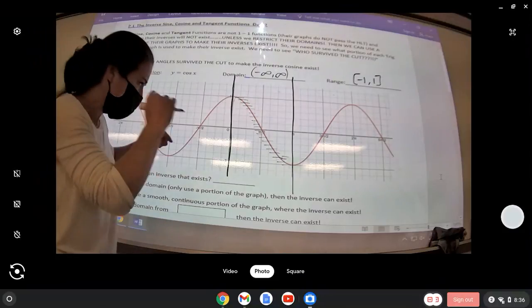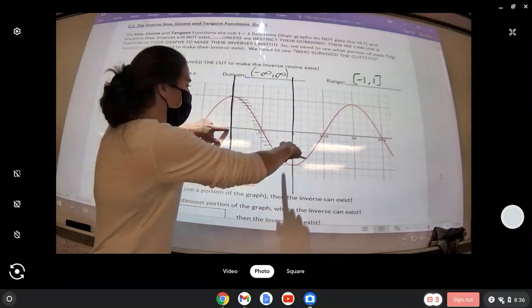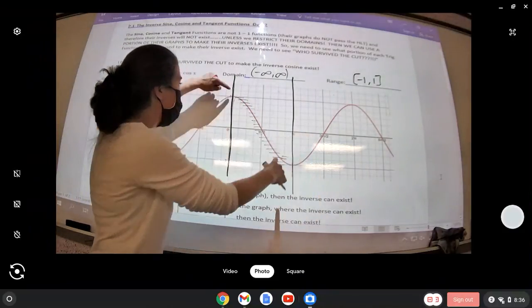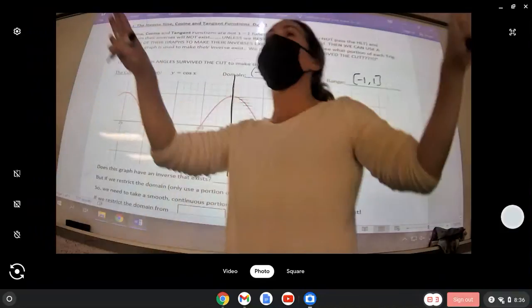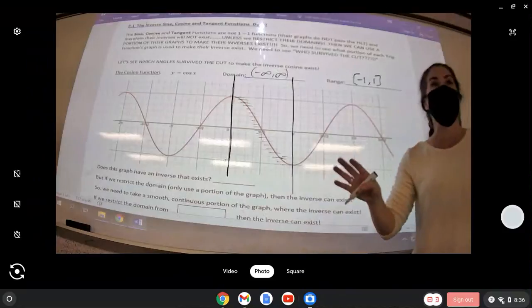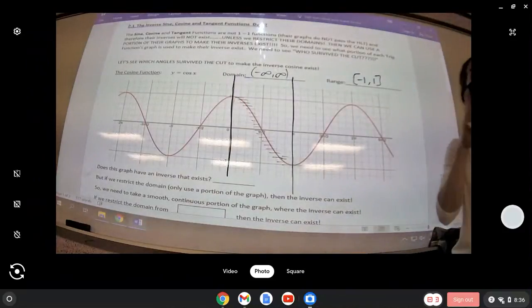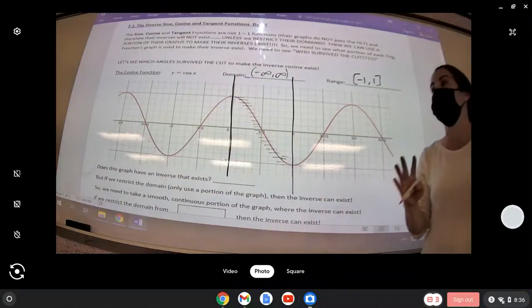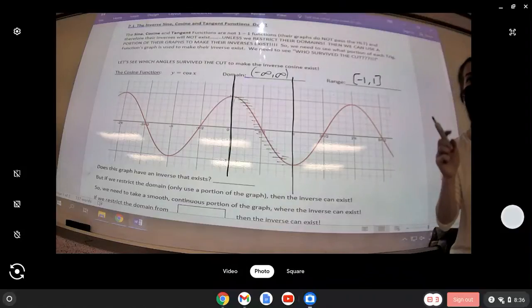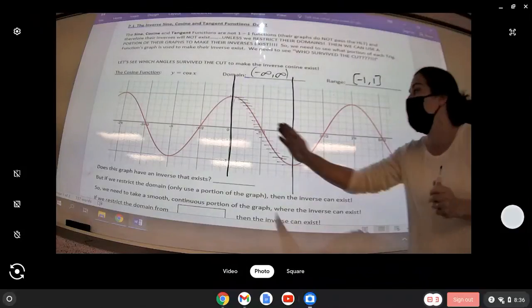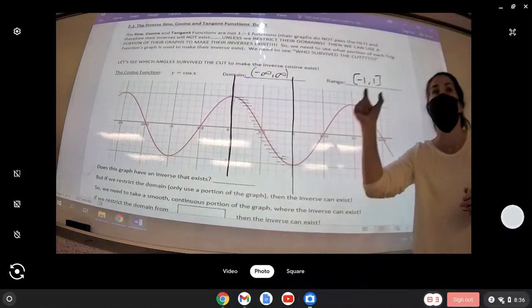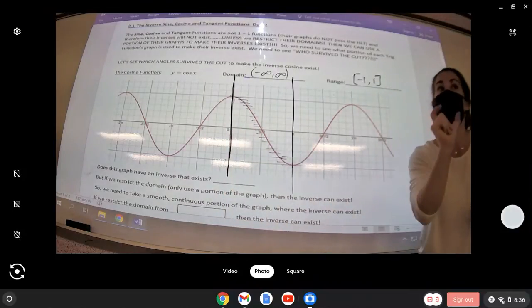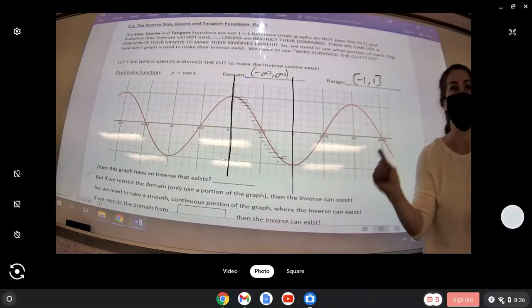So if you look at this right now, angles from 0 to pi survive it, and ratios from 1 to -1 survive. So yet again, all the ratios survive the cut, but only the angles from 0 to pi survive the cut of its graph. So the inverse cosine is only going to be capable of spitting out the angles that survived. Angles from 0 to pi. Quadrant 1 and quadrant 2 angles survive its cut.